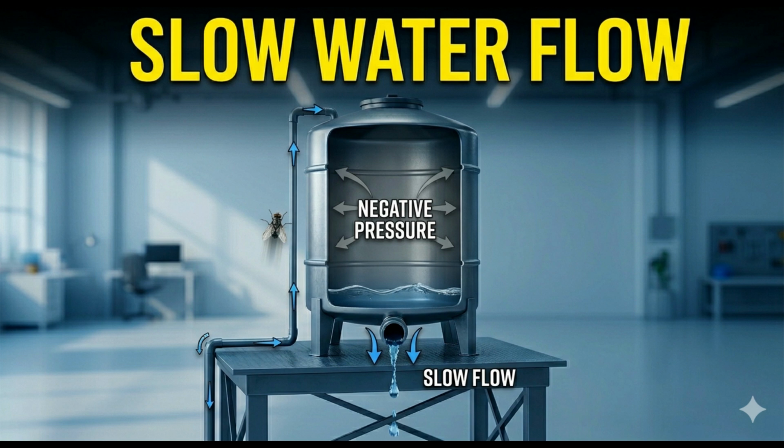Slow water flow. Because of this vacuum effect, the water flow becomes slower and weaker. You can see the shower pressure dropping. Instead of a strong water stream, only a small amount of water comes out. This causes inconvenience during bathing, washing, and daily usage. Sometimes people replace pumps, motors, or pipelines without realizing the real issue is poor tank venting.